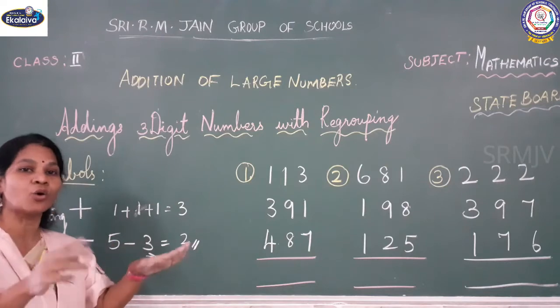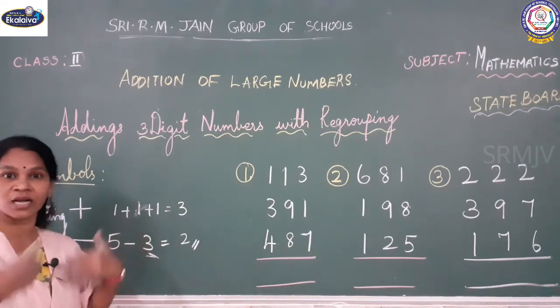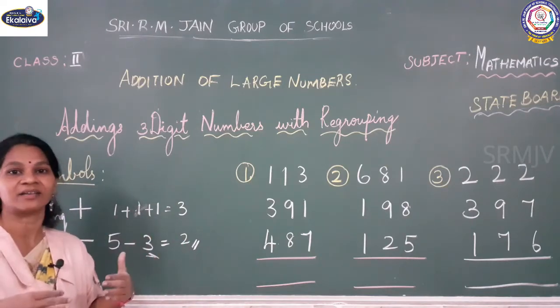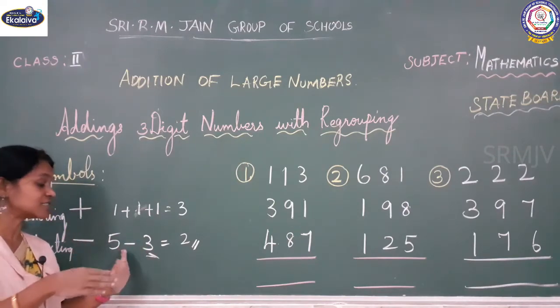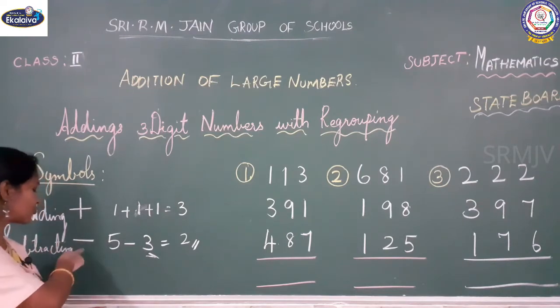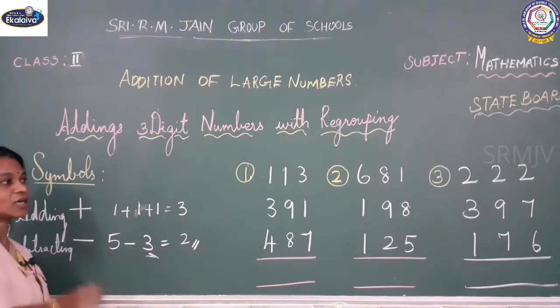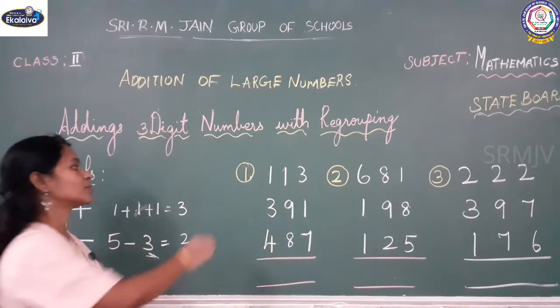Subtraction means it will go on. Addition means it will come. We are adding for this plus sign, and we are decreasing, the numbers will go down, for this minus sign. Okay. Now let's go for the sum.